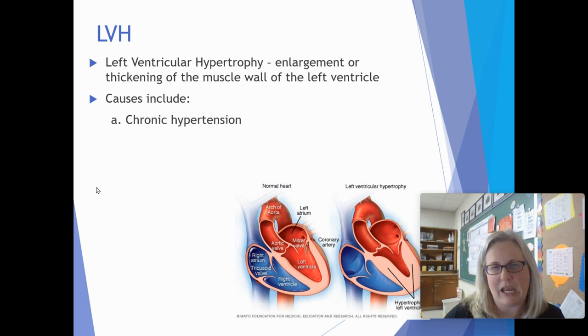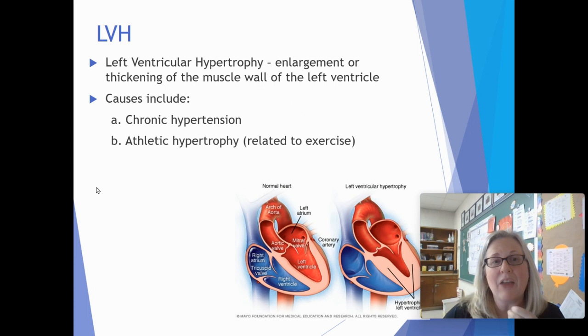That's a bad LVH, okay? There is athletic hypertrophy, which is related to exercise. Someone like a marathon runner or soccer player would have athletic hypertrophy. So their left ventricle is enlarged in a good way. It pumps blood faster and harder for them to be able to run longer and faster, right?